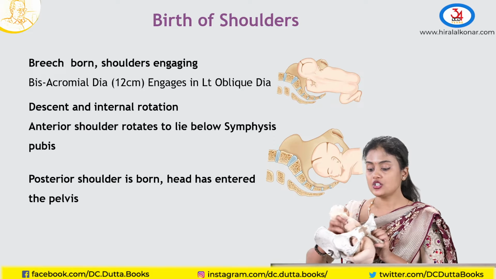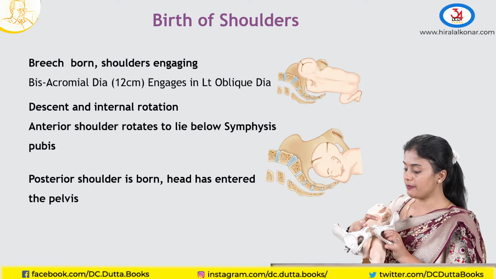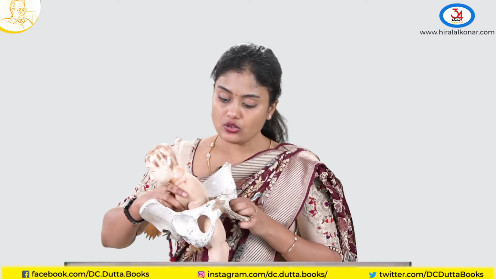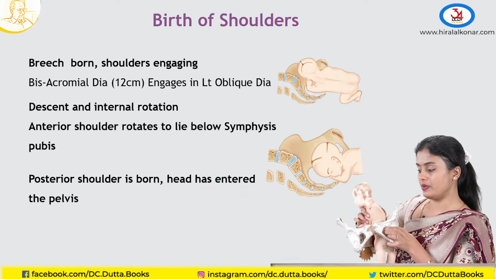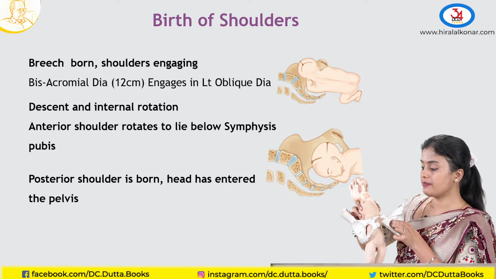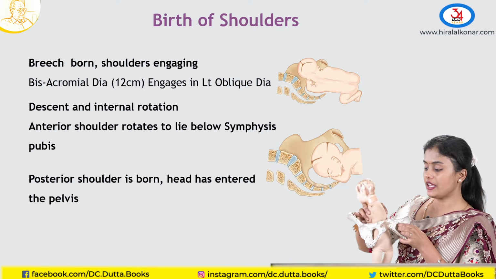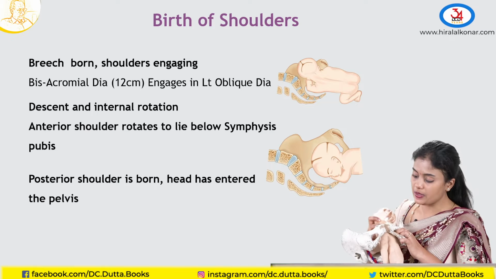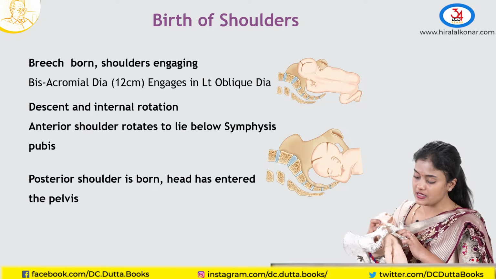During this time, the shoulder gets engaged, that is the bisacromial diameter. The diameter between the two acromial processes, that is around 12 centimeters, engages in the left oblique diameter. Breech is like this, and it is also engaging in the left oblique diameter, and then it goes down. Then the anterior shoulder touches down, and it also rotates anteriorly by 1/8 of the circle, and also hinges behind the pubic symphysis, and delivery of the anterior shoulder and then the posterior shoulder happens.